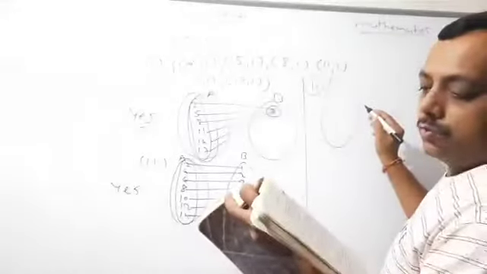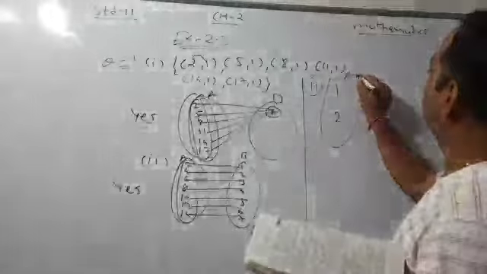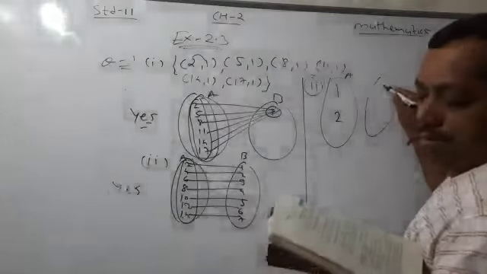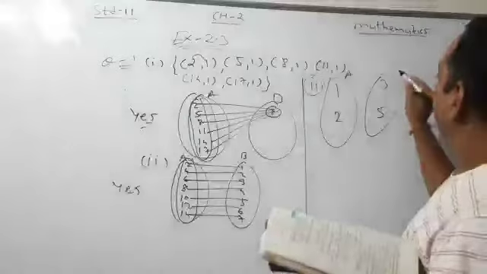The first entry is 1, 1, 5. So we will write 1 and 2 only. This is set A. On the other side it is 3, 5, 5. So 3 and 5. Now B is there.